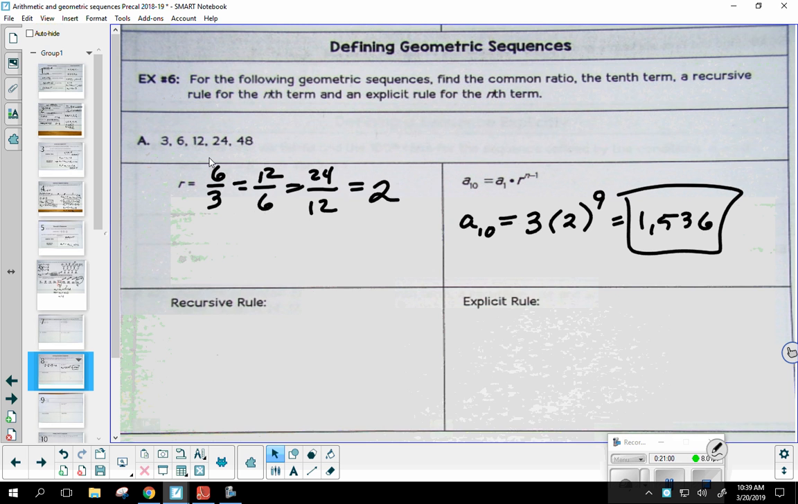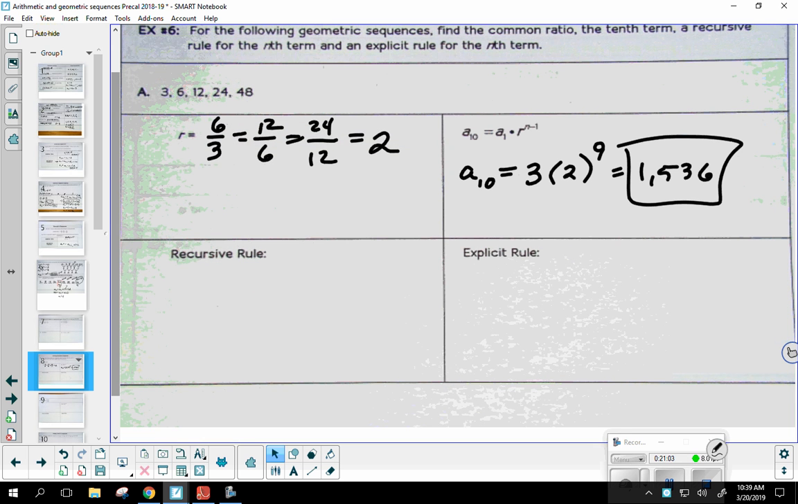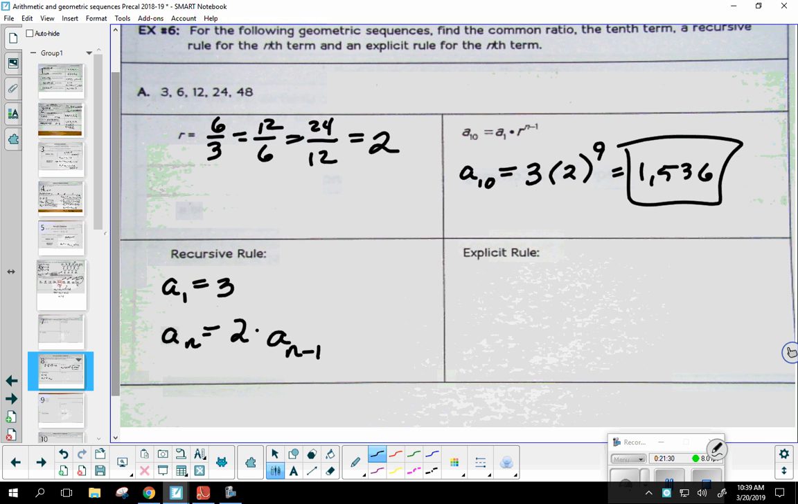All right. Recursive rule. When you're writing a recursive formula, you just want to make sure to include the first term. We know the first term is 3, so a sub 1 is equal to 3. To find the nth term, what was the common ratio? 2. I'm going to multiply that by the previous term, a sub n minus 1. Am I forgetting anything? n has to be greater than or equal to 2. Don't forget that restriction. There we go. Okay, there's the recursive rule.